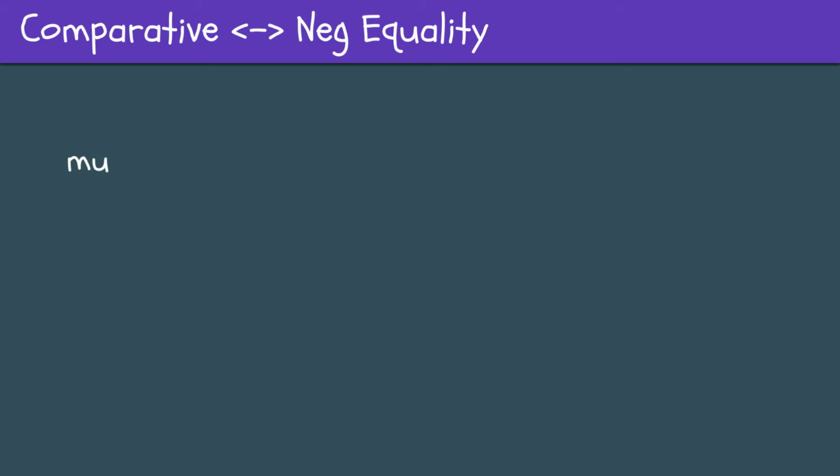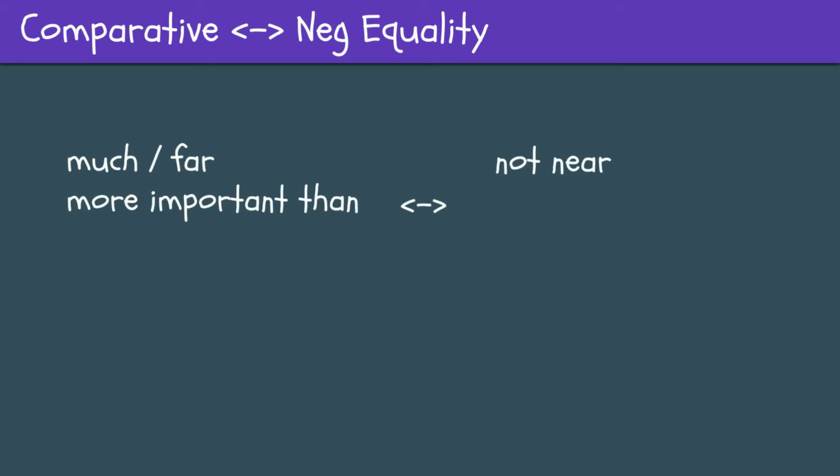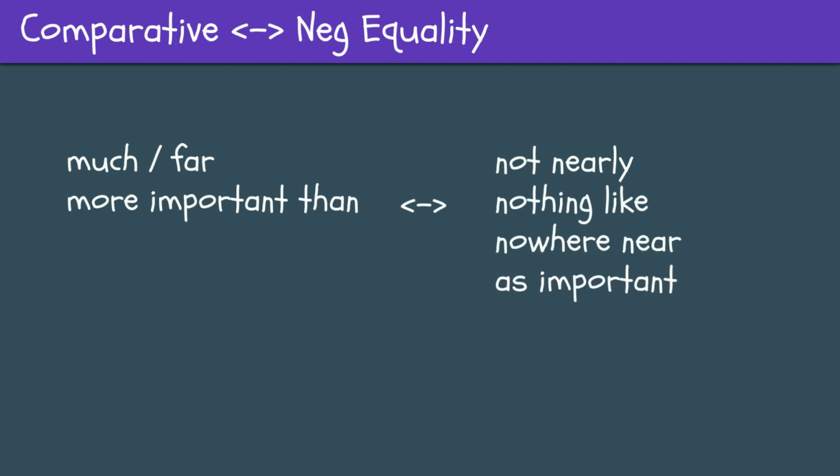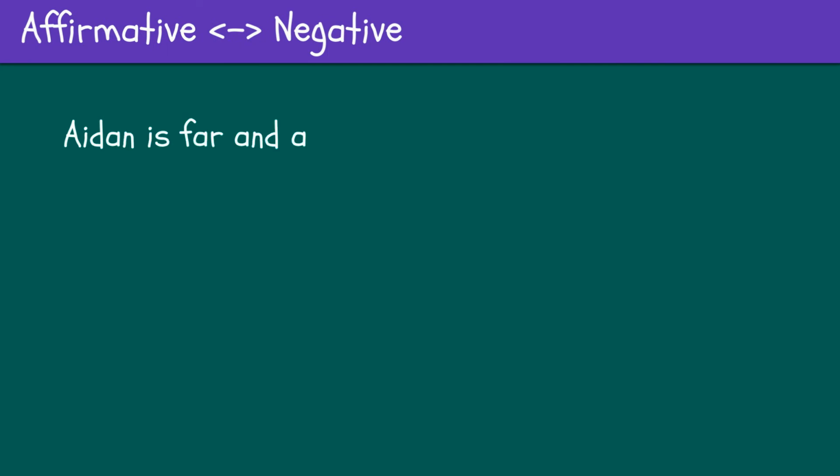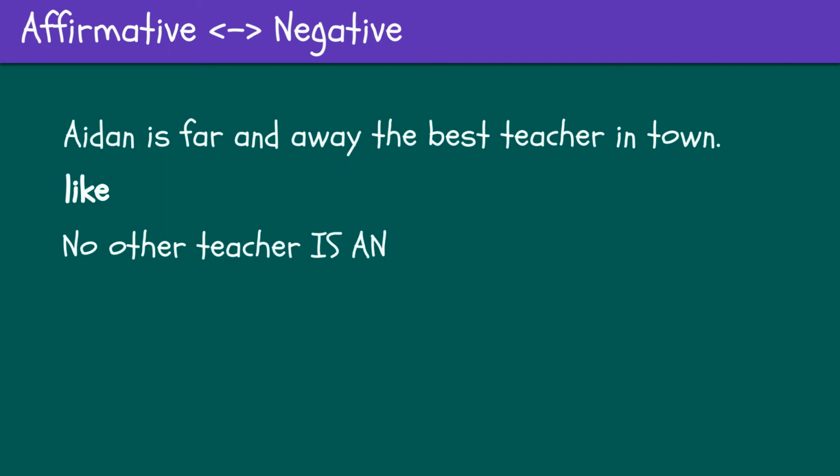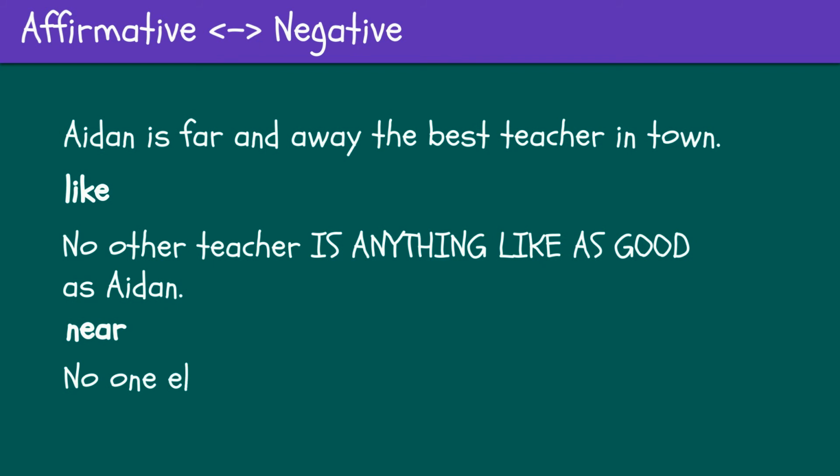One very important case here is when you have to swap a comparative or superlative for an expression of negative equality, or vice versa. Instead of saying X is much or far more important than Y, we can say Y isn't nearly, or is nothing like, or is nowhere near as important as X. Aidan is far and away the best teacher in town. No other teacher is anything like as good as Aidan, or, including the noun in the comparison, no one else is anywhere near as good a teacher as Aidan.